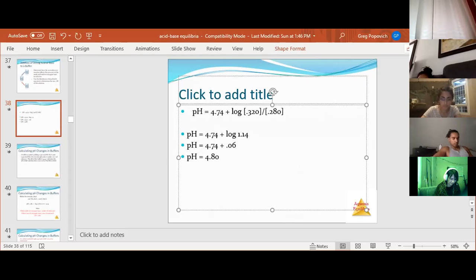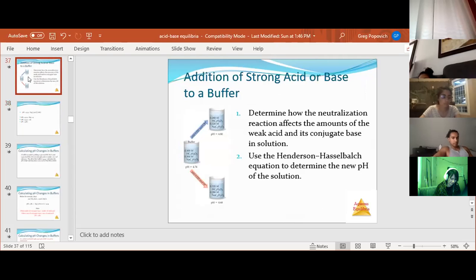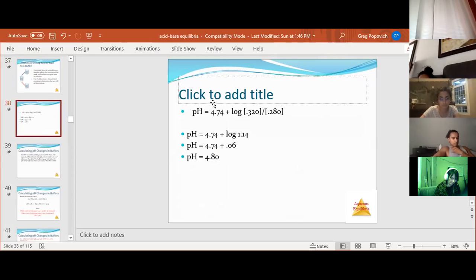And this is how you determine if you have exceeded the capacity of your buffer. What I did was I added 0.02 of my base to my buffer. This changed my concentrations to 0.280 for my weak acid and 0.320 for my conjugate base. I put the pKa in and the log of the two concentrations. This means I have a new pH of 4.80.